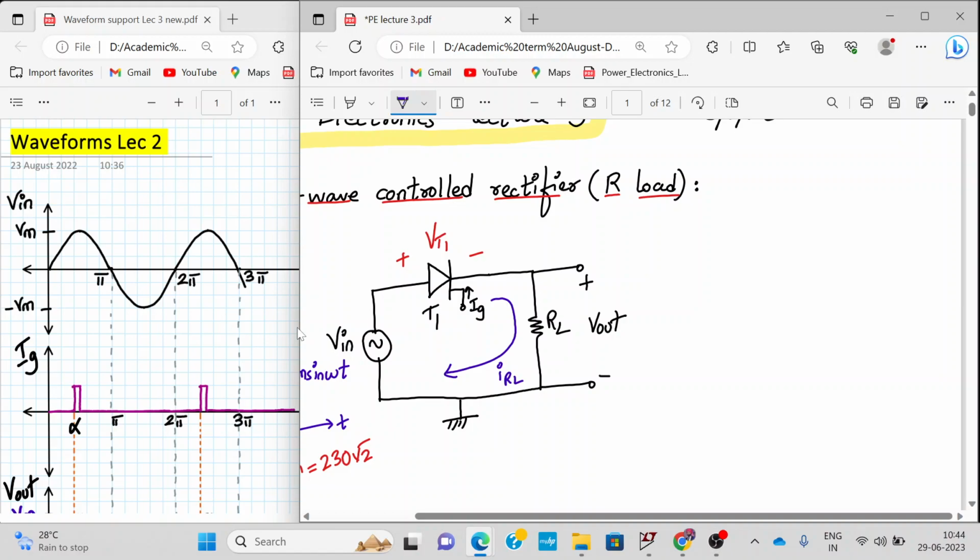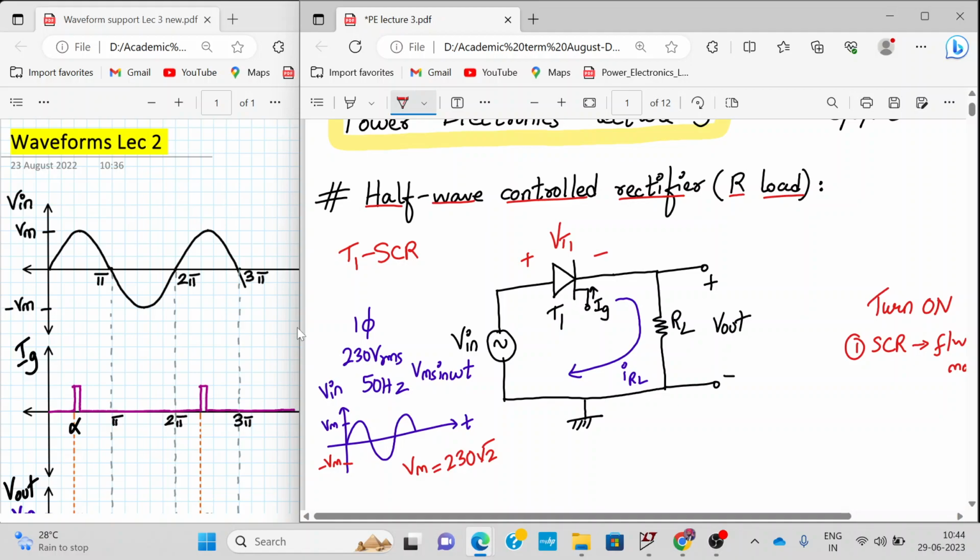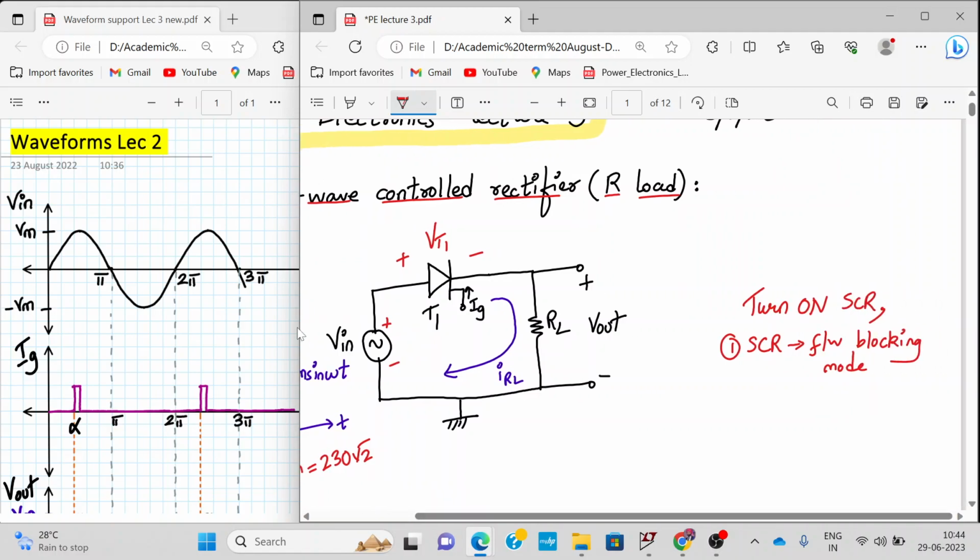Now we know there are two conditions for the SCR to turn on. Let's write them down. To turn on the SCR, what are the two conditions? First of all, the SCR should be in the forward blocking mode. That means the voltage across anode and cathode must be positive, and that happens in the positive half cycle. So the SCR is in the forward blocking mode in the positive half cycle of the input.